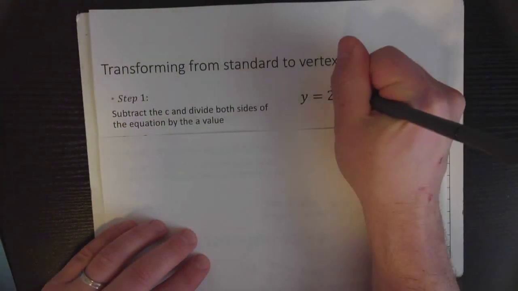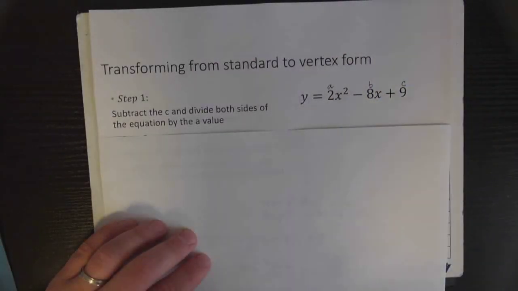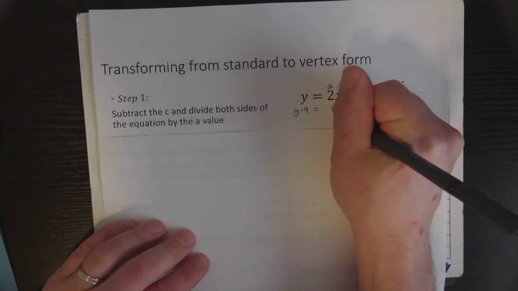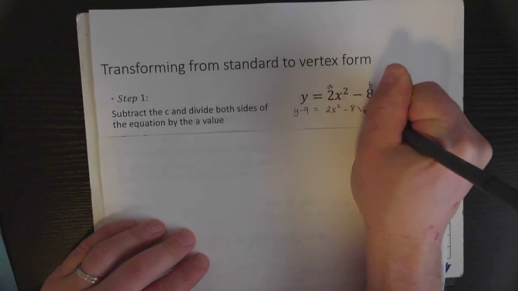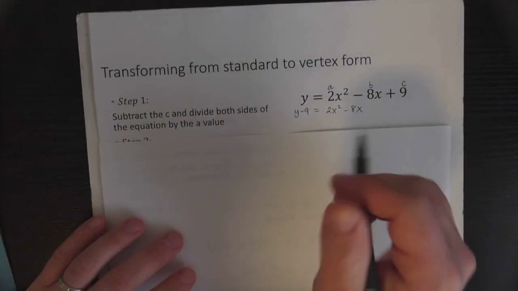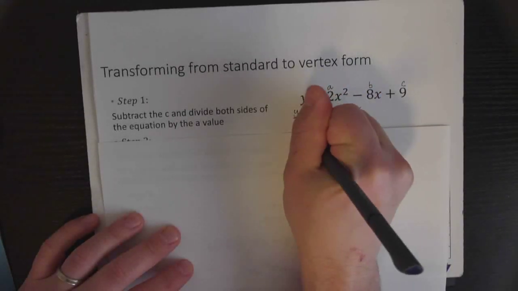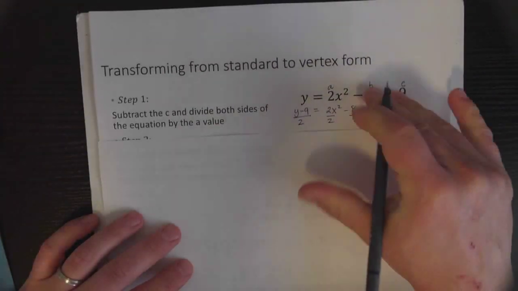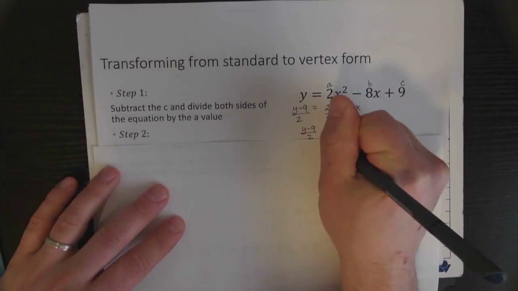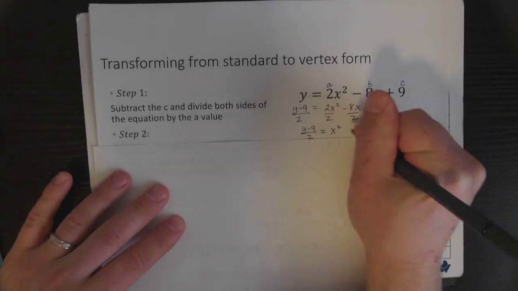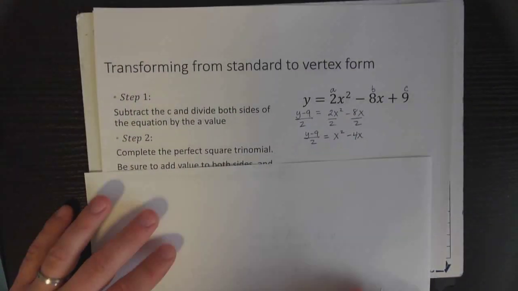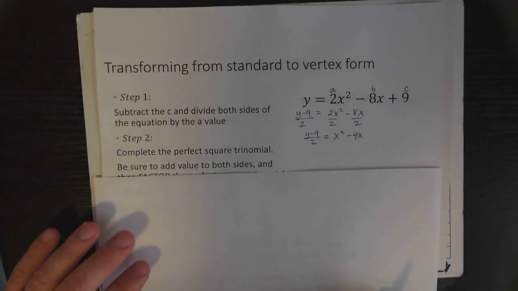So remember, in standard form, that's my a, b, and c. And so I'm going to subtract the c from both sides. And then divide by the a value on both sides. So the a value is 2, so I divide each of these by 2. And so I get a new equation, y minus 9 divided by 2 equals x squared minus 4x. The reason we want the a coefficient to be 1 is so we can complete the square.